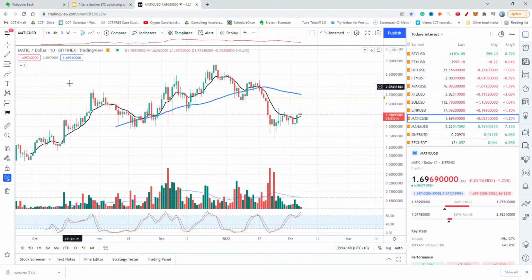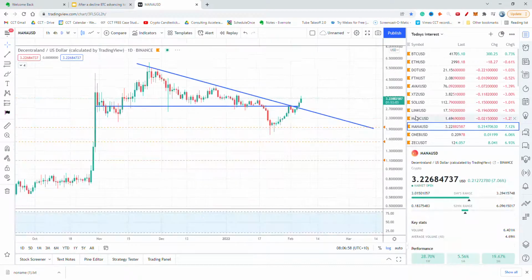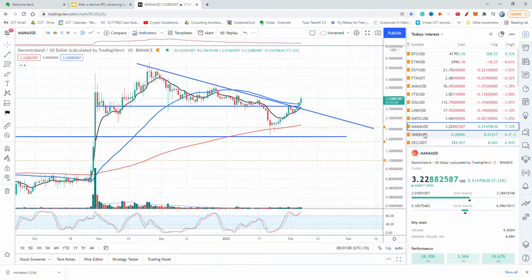It'll be interesting to see what we get, because if we're having a look at this as well, we can kind of see there's a little bit of support happening down the bottom here too. So around there and around here. So interesting to see what could possibly happen with Matic. This one here, yep.